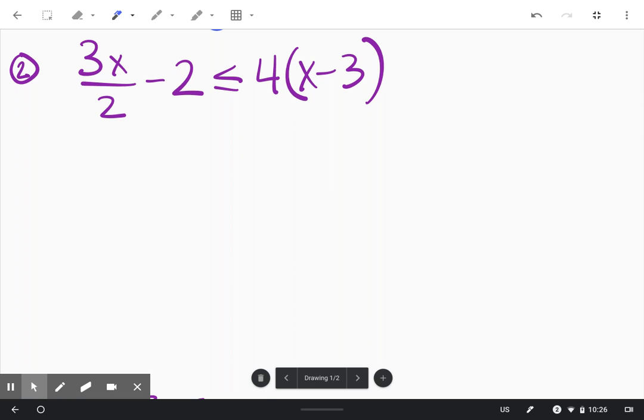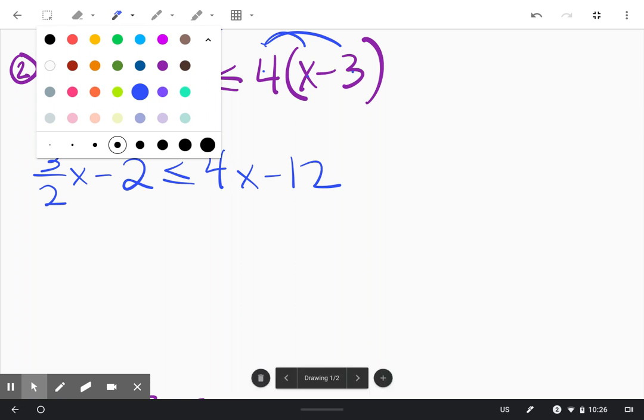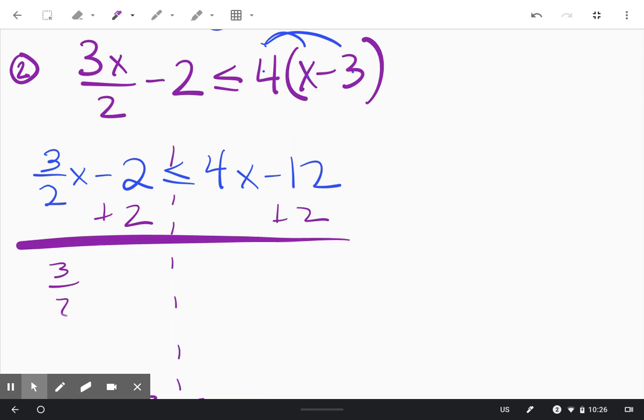All right, so in this problem, we have a distribution that we need to do first. So we're just going to rewrite this. 3 over 2x minus 2 is less than or equal to 4x minus 12. 4 times x is 4x. 4 times 3 is 12. All right, well, I need to move this 2 over, leaving me with 3 over 2x is less than or equal to, that's going to cancel, 4x minus 10.